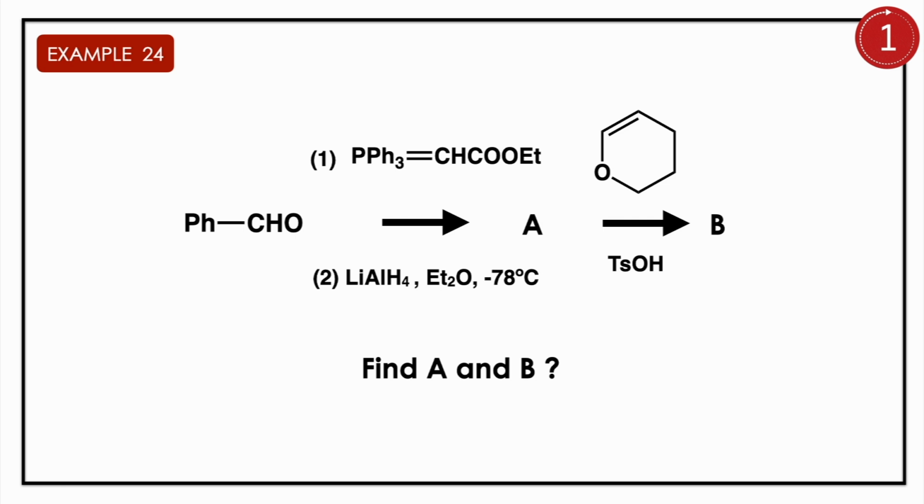Then the next reaction, the organic conversion reaction, is given. You should find A and B here. The starting material is an aldehyde, with a phosphine ylide, then lithium aluminum hydride in ether at low temperature. In the second set of reagents, you have a cyclic ether with tosyl acid. You should find what A and B will be.